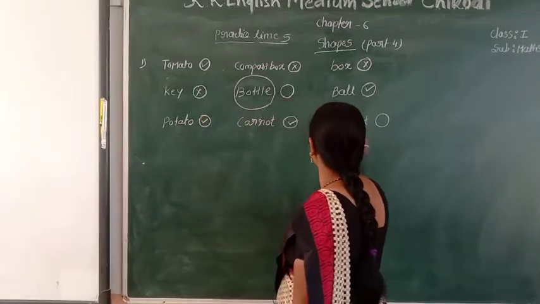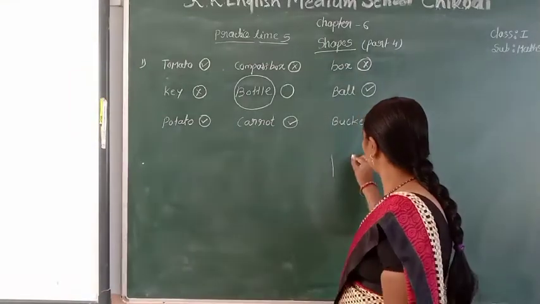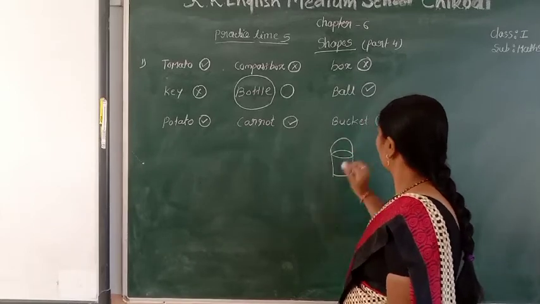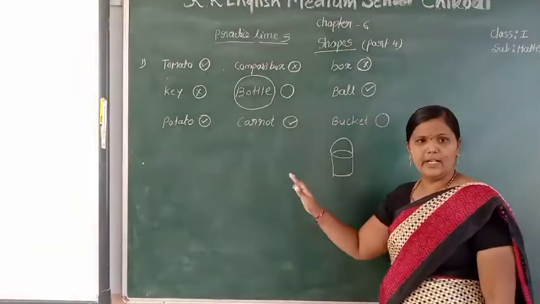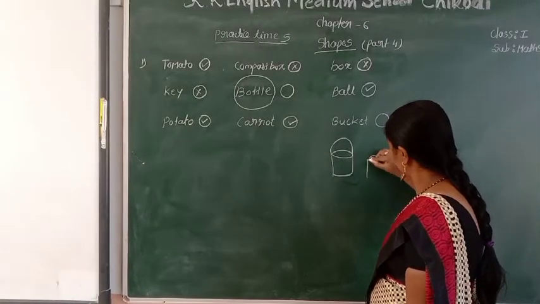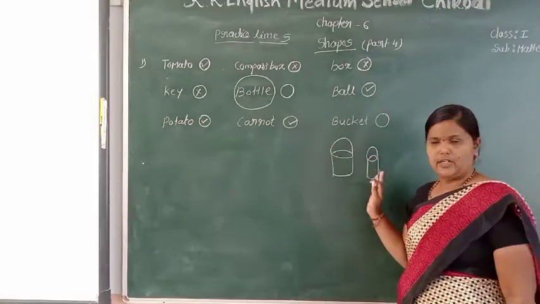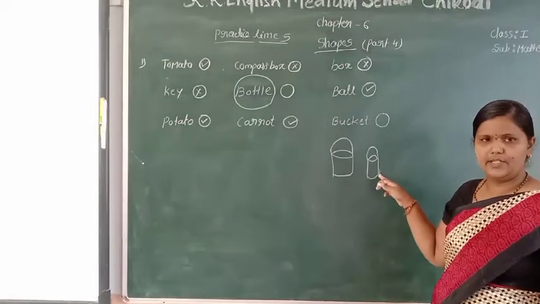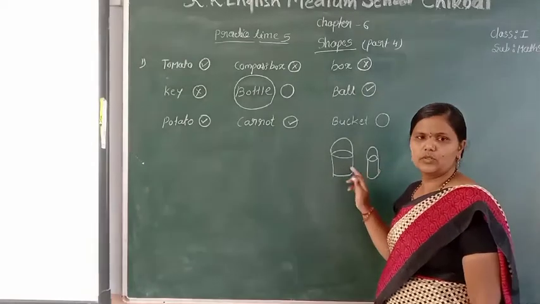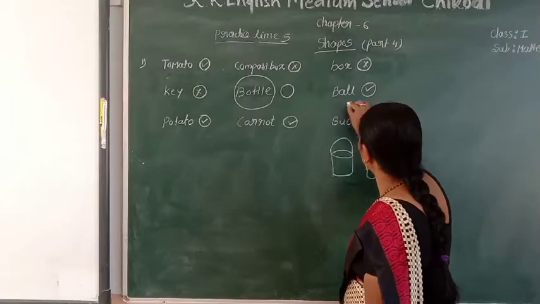Carrot is also rolling. Bucket, if you keep the bucket like this and push, it slides. And if you keep it like this and push, that bucket will roll. So the bucket can both roll and slide. So you have to circle this one.